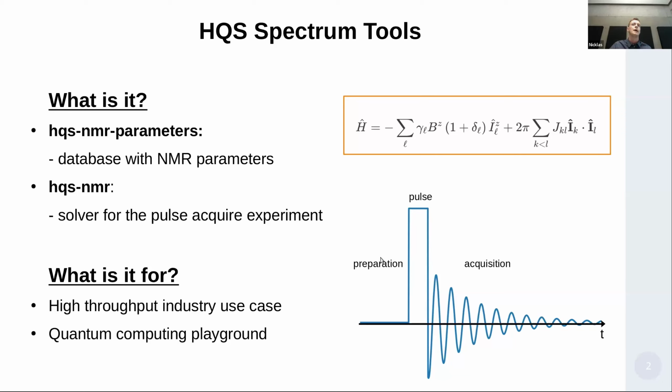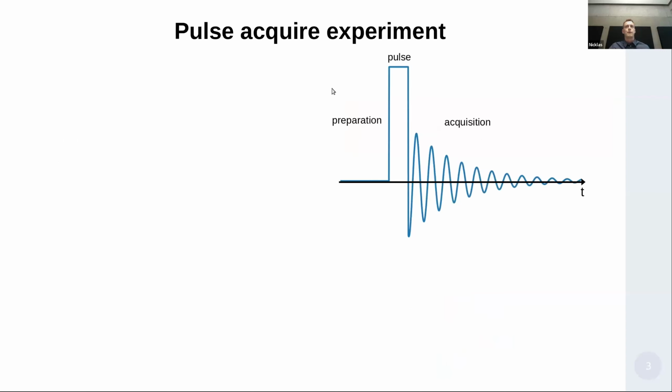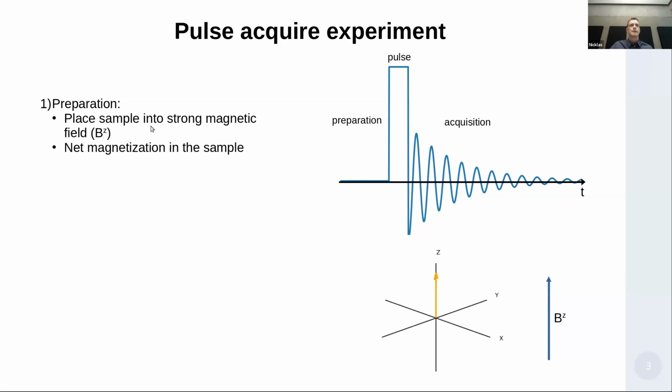So, with this being said, let's go a bit deeper into what this experiment actually is that we are running here. As I said, it comes in three phases. The first phase is a preparation period. What you do there is you place a sample with the molecule of interest, typically in liquid solution, into a strong outer magnetic field, which typically points, or which we now will let point, along the z-axis. And what this does is it leads to a net magnetization in your sample. I visualize this here with this little orange arrow.